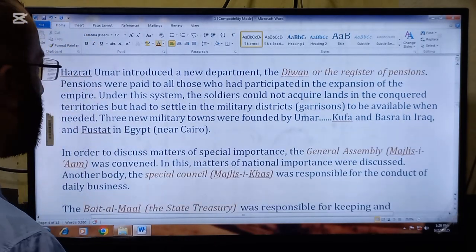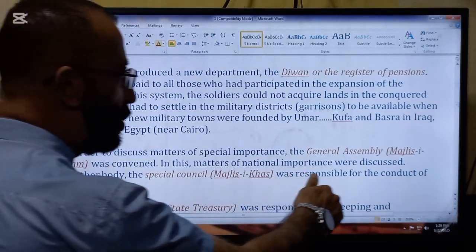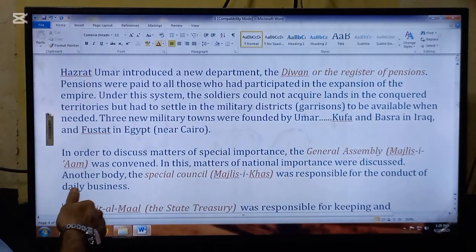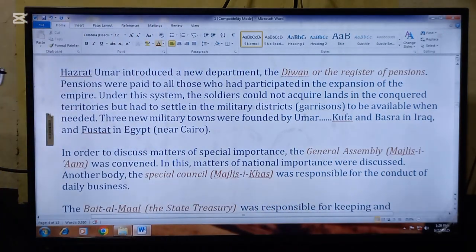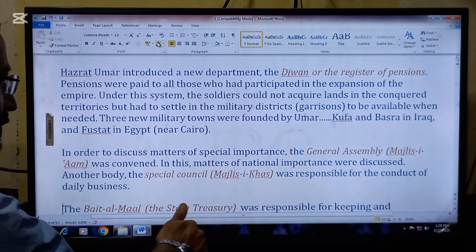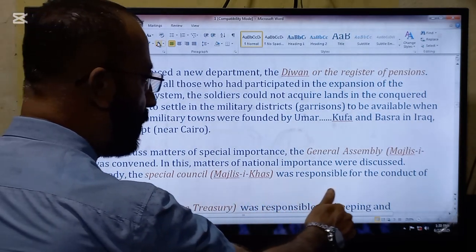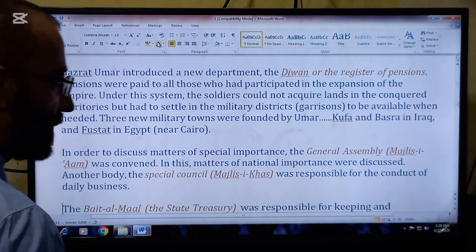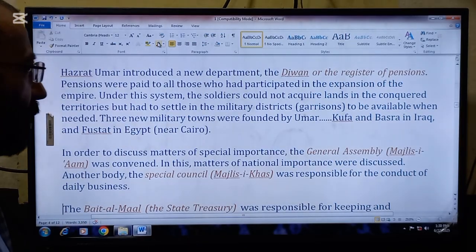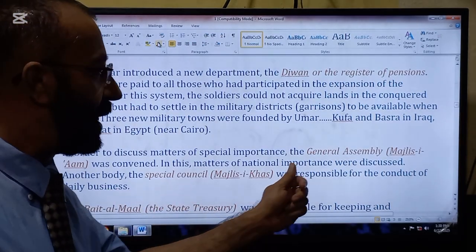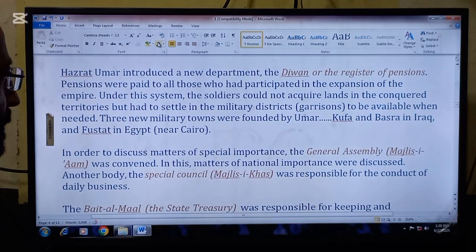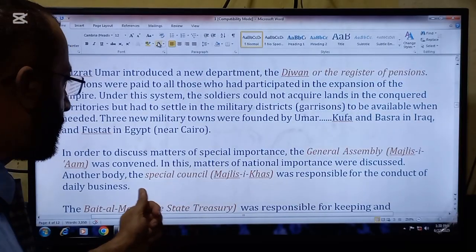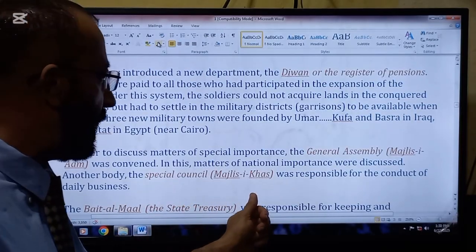In order to discuss matters of special importance, the General Assembly, Majlis-e-Am, was convened. In this, matters of national importance were discussed. Another body, the Special Council, Majlis-e-Khas, was responsible for the conduct of daily business. So the matters of national importance were discussed in the General Assembly, while day-to-day matters were discussed in the Special Council called Majlis-e-Khas.